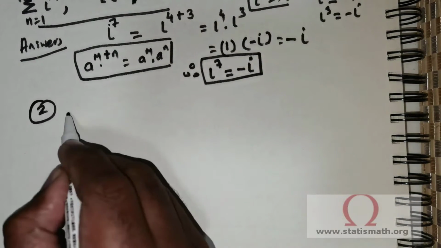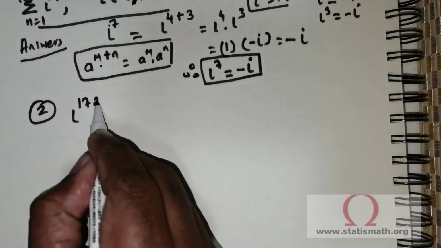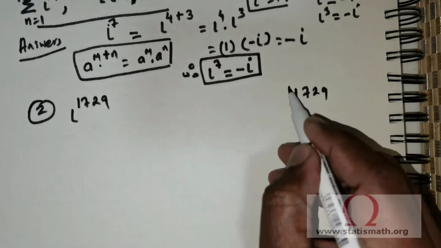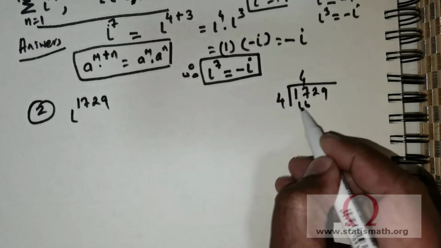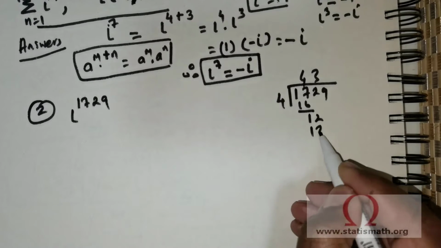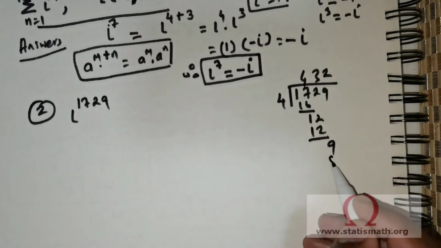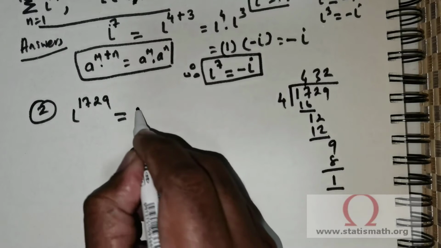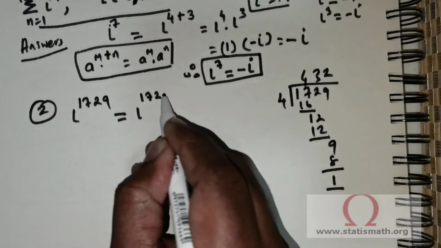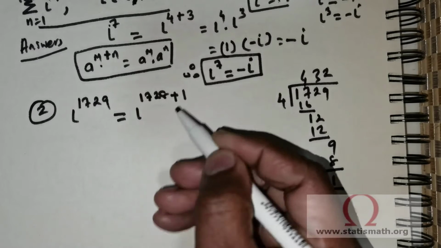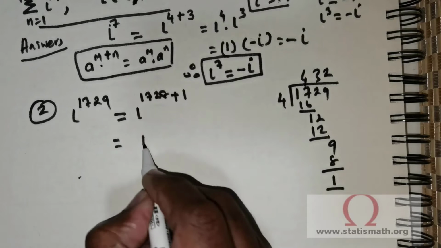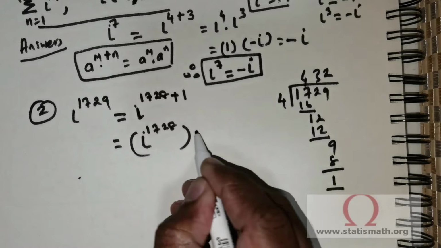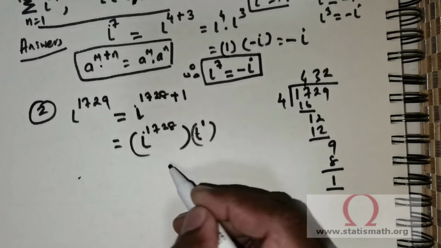So this is question number 2, which is i raised to the power 1729. Now if I were to divide 1729 by 4, 4 fours are 16, I get 1 here, 2, 4 threes are 12, I bring 9 here, 4 times 2 is 8, I get a remainder 1. So I'm going to write 1729 as 1728 plus 1. So this is further rewritten as i raised to the power of 1728 multiplied with i raised to the power 1. I can always do this.